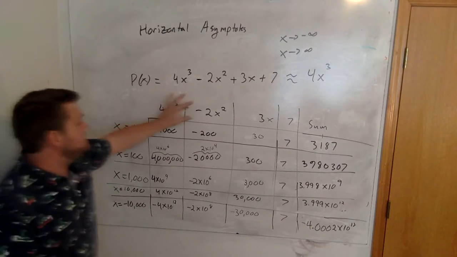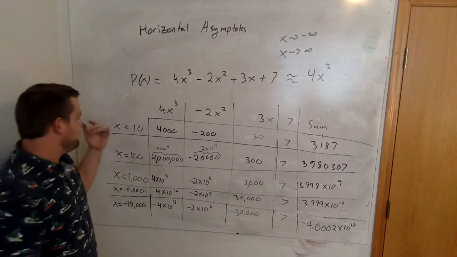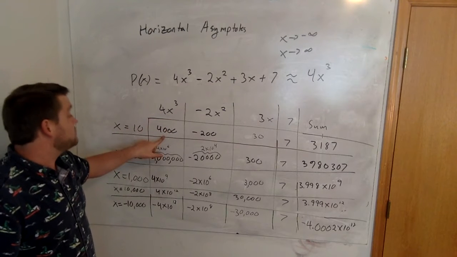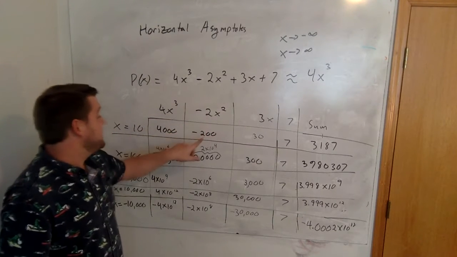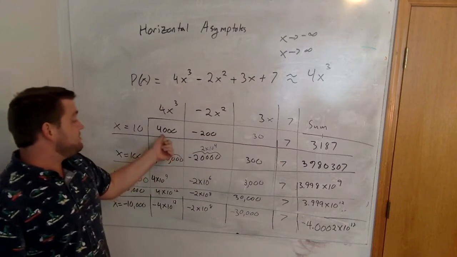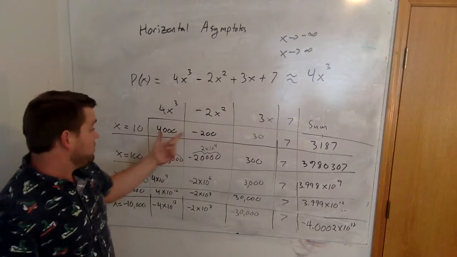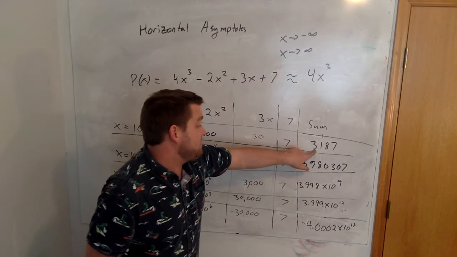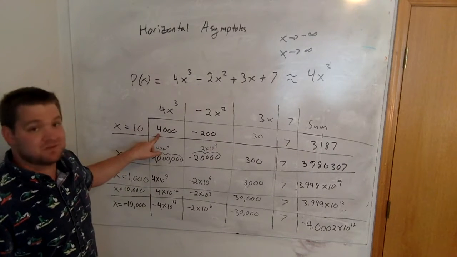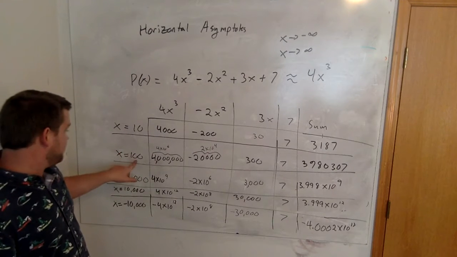So we're going to specifically look at each of these terms separately, and then we're going to think about summing them all together. Notice for small x, if x is 10, when I plug 10 into this piece, I get 4,000. If I plug 10 into this piece, I only get negative 200, then 30 and 7. Notice that this 4,000 is quite a bit bigger than these. And even if we sum them all together, the output of this function when we plug in 10 is not too far away from just evaluating the leading term. Similarly, look for x equals 100.